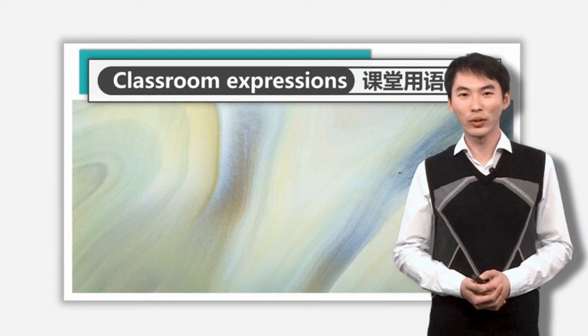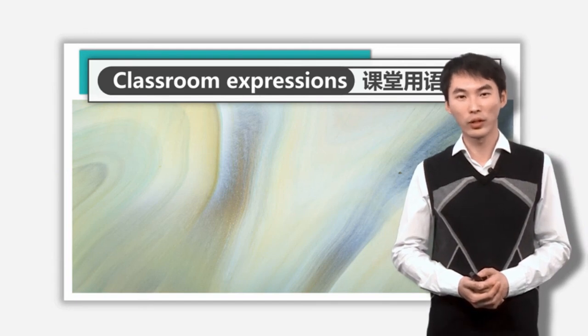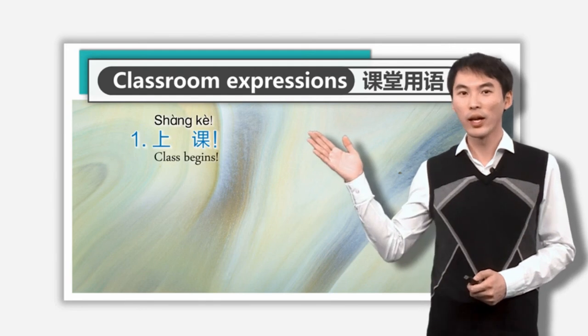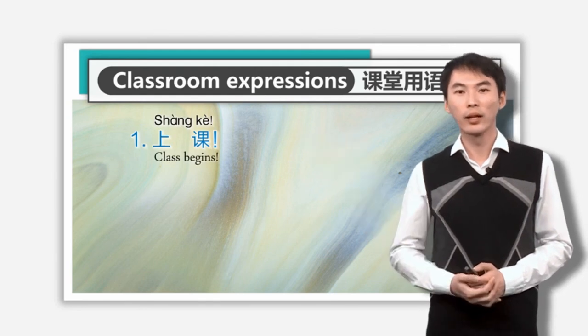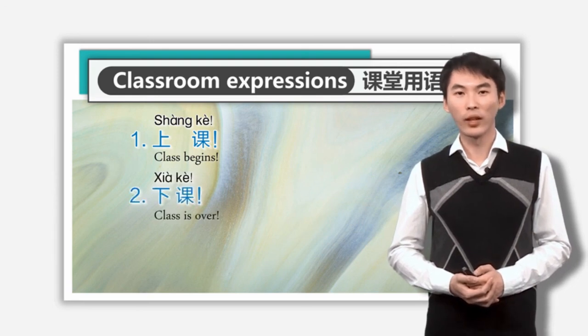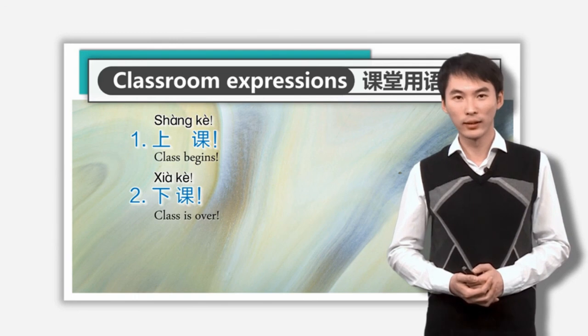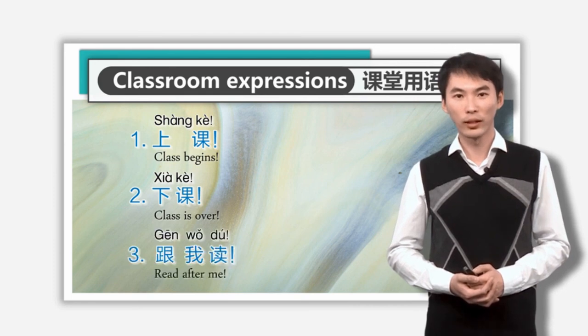Next, I will introduce some useful classroom expressions, and I will use them in the future. It's helpful for you to establish a Chinese learning environment. Number 1, 上课. It means class begins. 上课. Number 2, 下课. It means class is over. 下课. Number 3, 跟我读. Read after me. 跟我读.